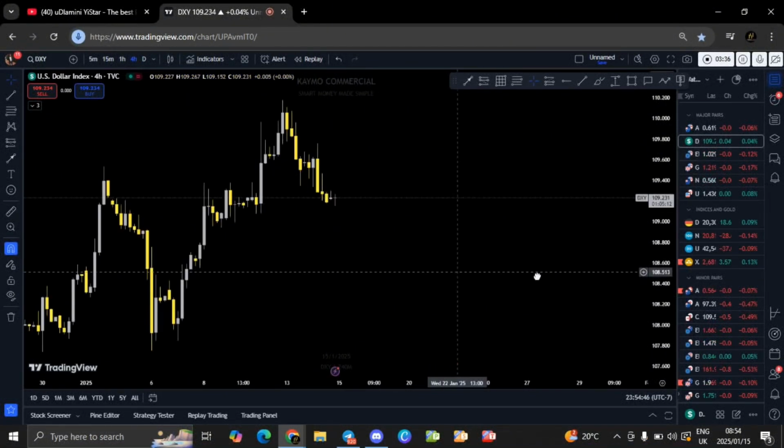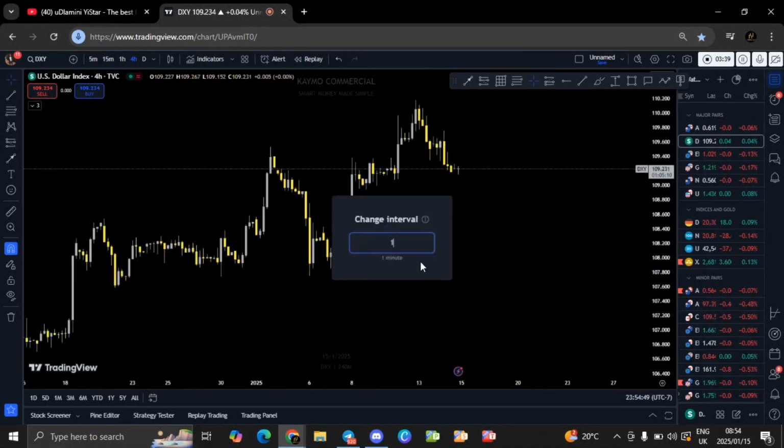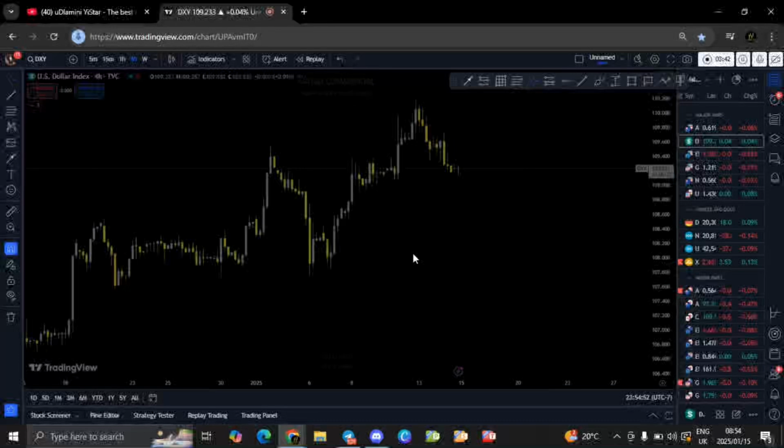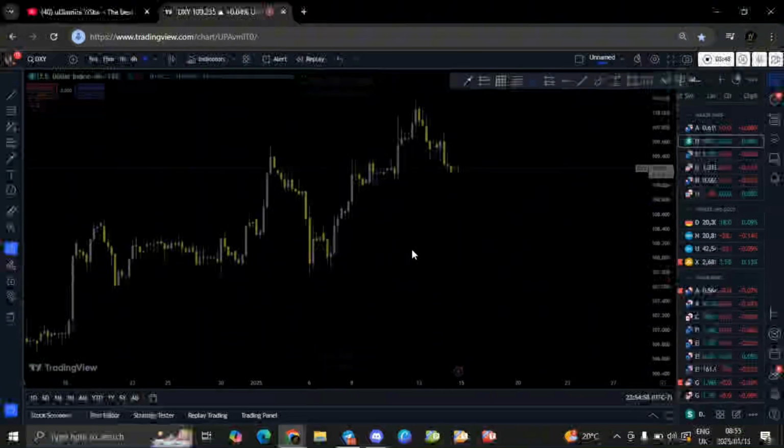If we look into the dollar index, we've been bullish, right? So you go to the weekly time frame. On the weekly time frame, we haven't yet reached the major supply zone, if I may say.